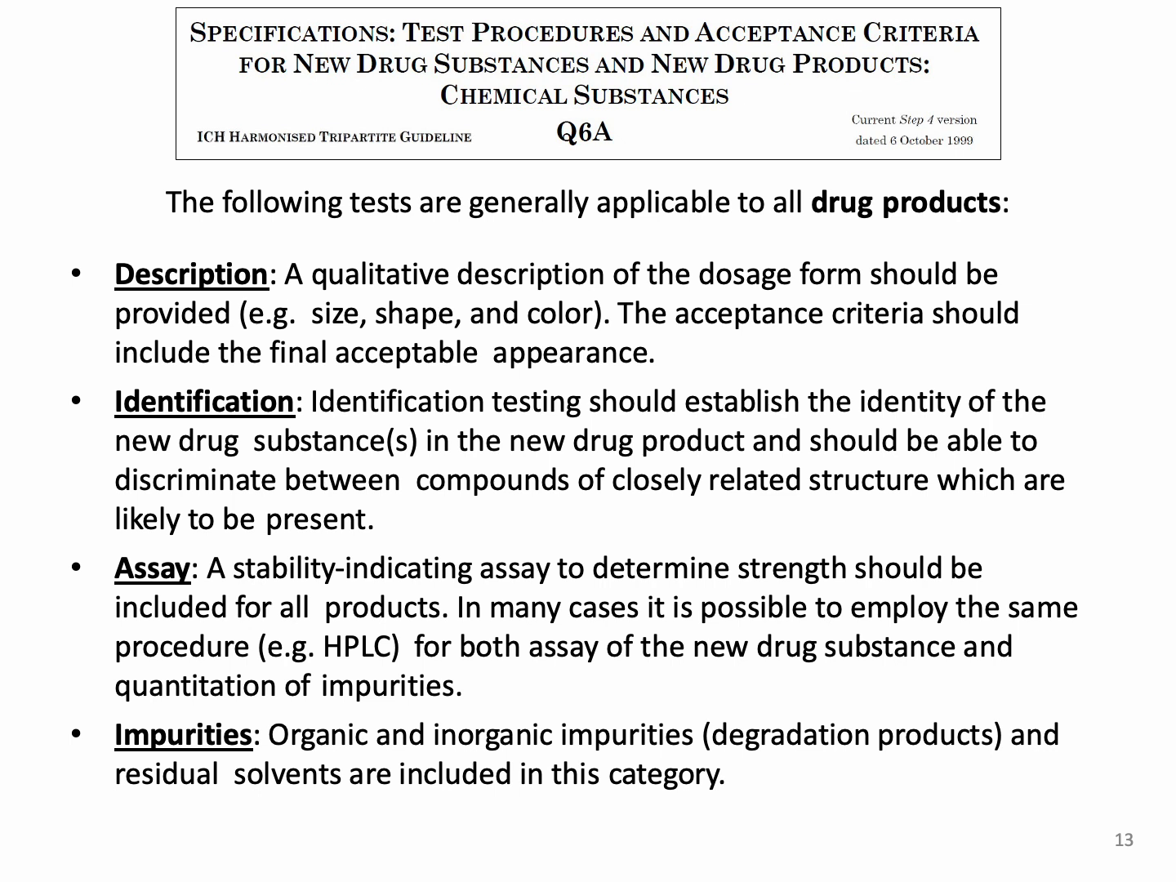And now, again, we can talk about the tests for the drug products. A qualitative description of the dosage form should be provided. Again, the size, shape, and color. The acceptance criteria should include the final acceptance appearance. And the same thing applies as the one that we saw in the previous slide for the drug substances, for the drug products. So identification, assays, and impurities.